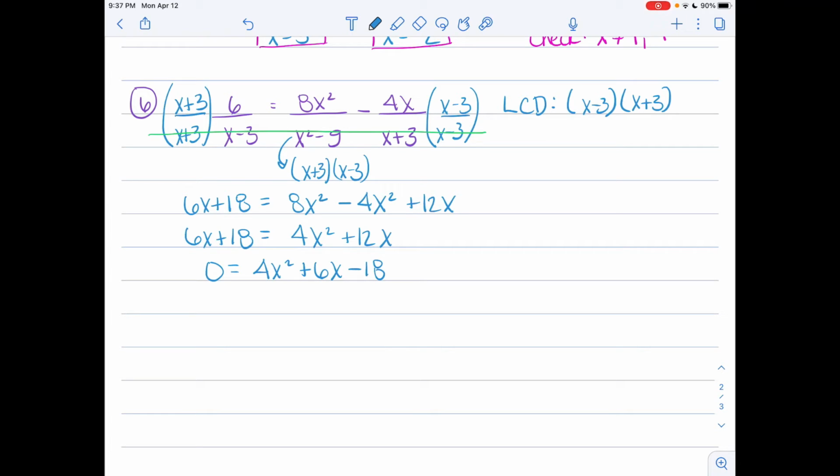Now remember that the very first thing that you want to do when you are going to factor is factor out a GCF if there is one. And I see that there is a GCF of 2. So I want to factor that out, leaving me with 2 times (2x squared plus 3x minus 9). Now, unfortunately, we weren't able to factor out a 4, this a value. So we still have a 2 here.